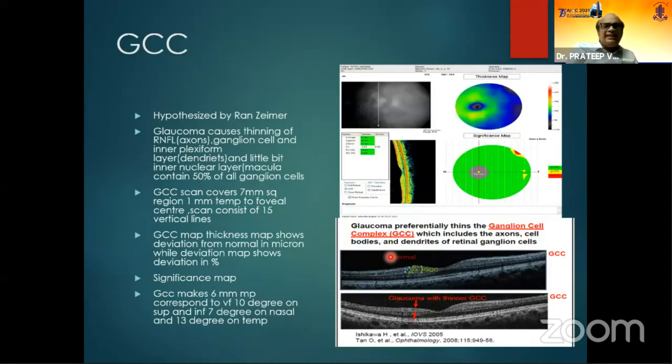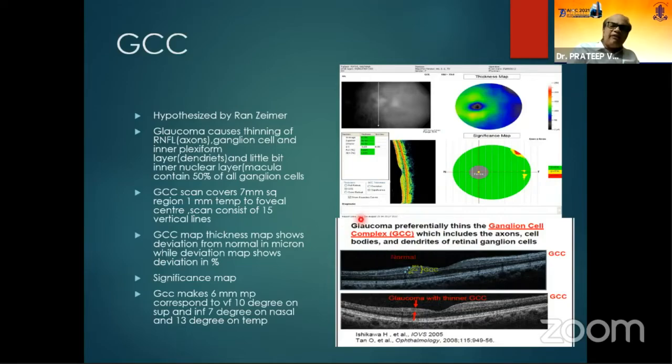Now, another important parameter is the GCC, the ganglion cell complex. This is gaining momentum these days, and people are more and more concentrating on analyzing the GCC. Why so? Because almost 50 to 60% of the ganglion cells lie in the macular area, and glaucoma is a disease of the ganglion cells.